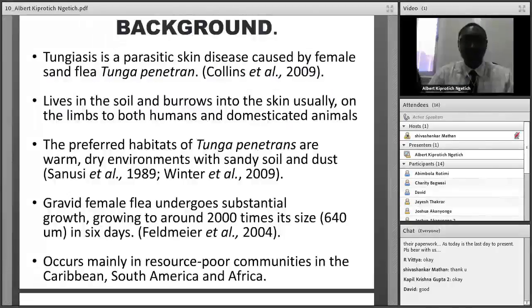So, as I said, Tungiasis is a parasitic skin disease and it lives in the soil. And those are the preferred habitats where it is dry and sandy soil.